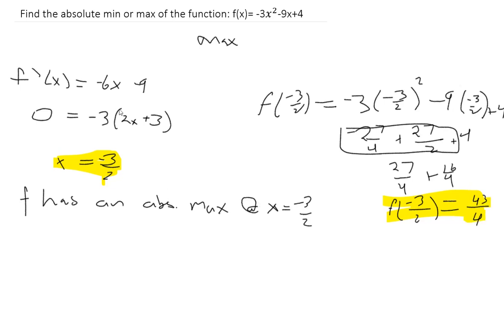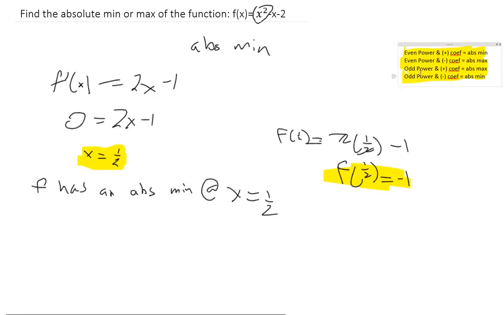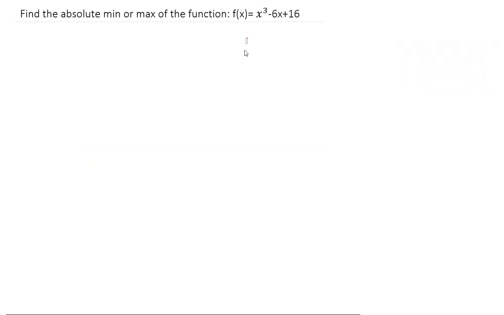Okay. Both of our examples so far have had even powers, but one had a negative coefficient and one was positive. Now we're going to go to an odd function. So we have an odd power and a positive coefficient. Odd power, positive coefficient, that means we're going to have another absolute max. So let's go ahead and write down max so we don't forget.